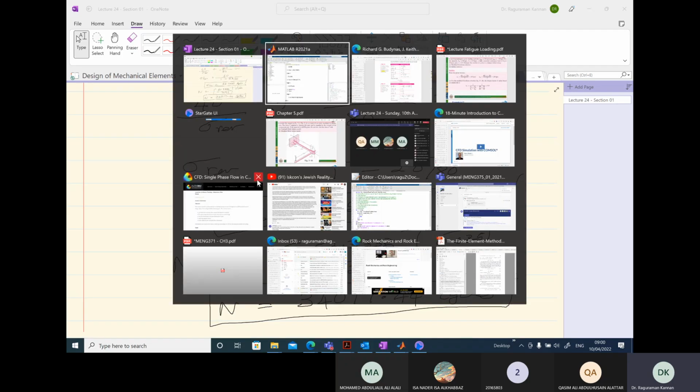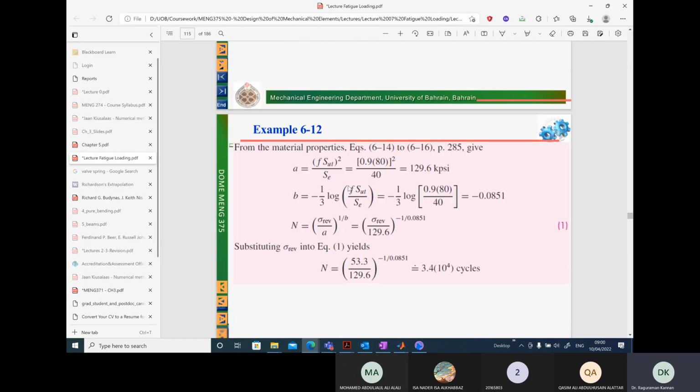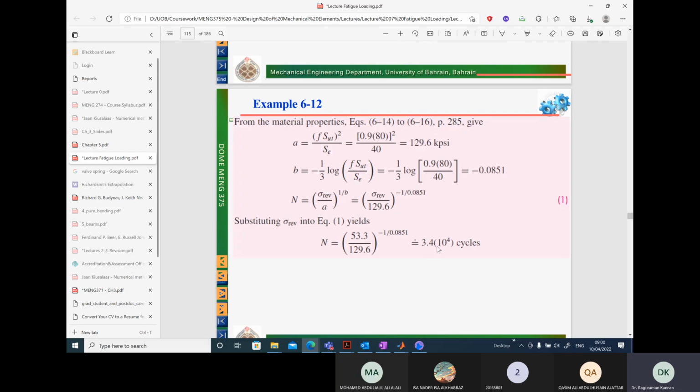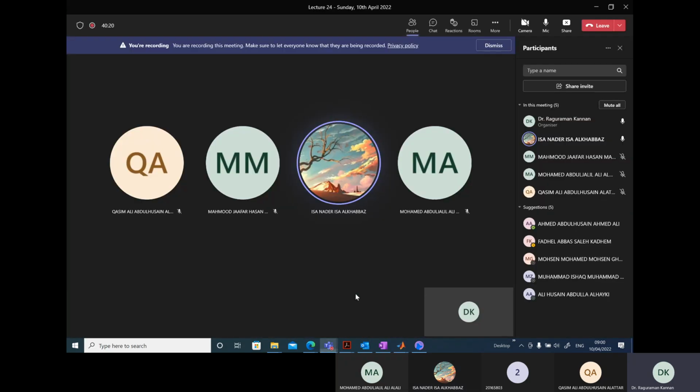So let's check if we have the right answer according to the Goodman equation. This is what we get, 3.4, so 34,000 cycles. Okay, is this clear? Yes, doctor. Okay.